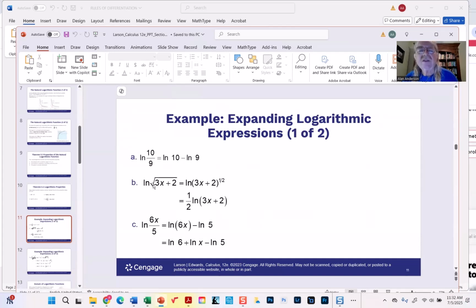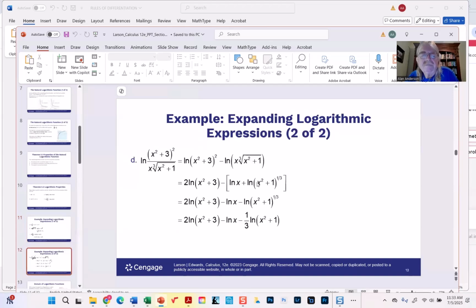Now here they've rewritten this as log 1/2 of 3x plus 2, because obviously the square root is the same thing as raising something to the 1/2 power. And then here they've got the log of 6x over 5. So you've got two terms that are being multiplied, log 6 and log x, and one division, so you subtract log 5. So yes, you have to be very comfortable with these properties because they will help you a lot when you run into some very messy expressions.